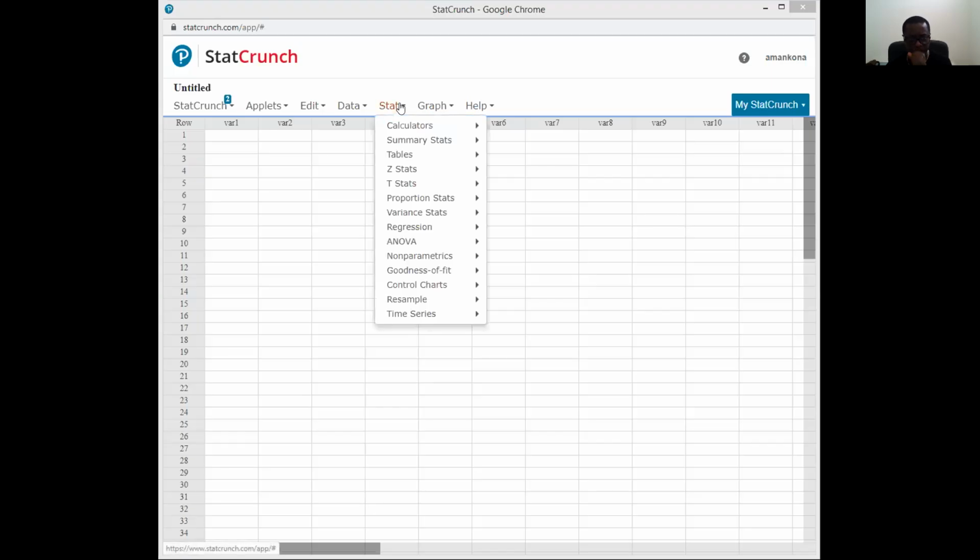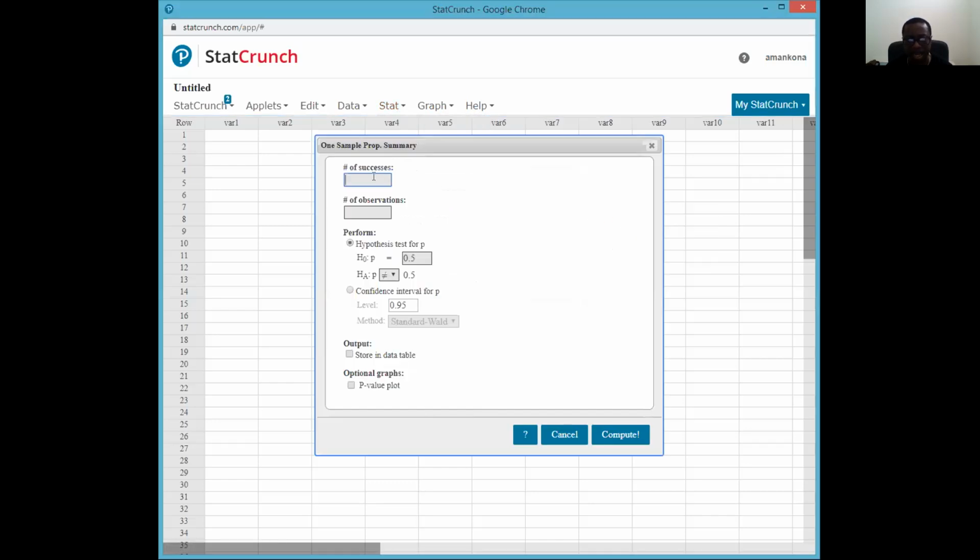Okay, this is my StatCrunch. Now to do this, remember you must know your X, your number of successes, your N, the sample size, and whether it's a right tail or left tail. So in StatCrunch, you go to Stat, then Proportion Statistics. This is one sample, and it is with summary data.